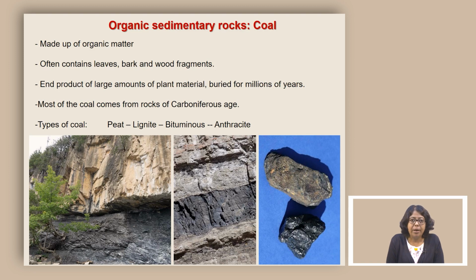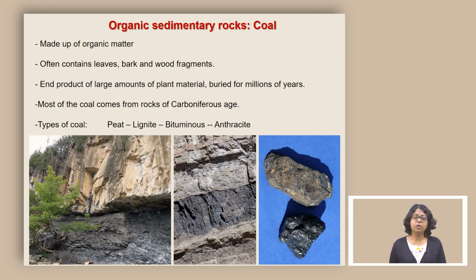It is made up of organic matter. It often contains leaves, bark and wood fragments. It is the end product of a large amount of plant materials that are buried for millions of years. Now, let us try to understand how it can happen. When we are talking about plant materials, once the plant dies, the first step that takes place is bacterial activity, and they basically eat it up or decompose it. So, the reason that we are finding some remnants of leaves, bark and wood fragments means that they are somehow protected from the initial decomposition.